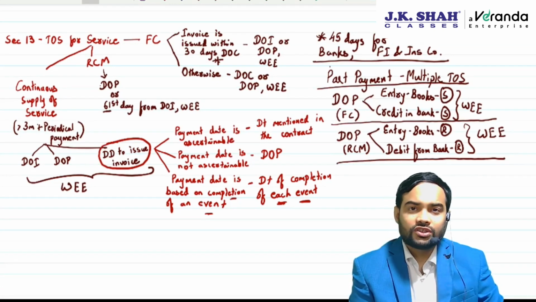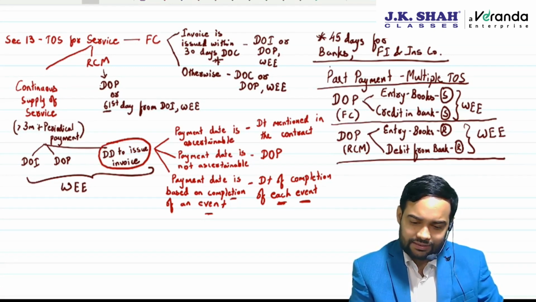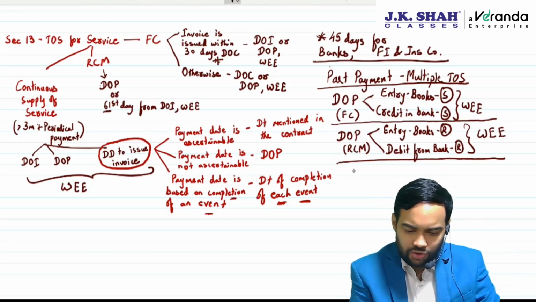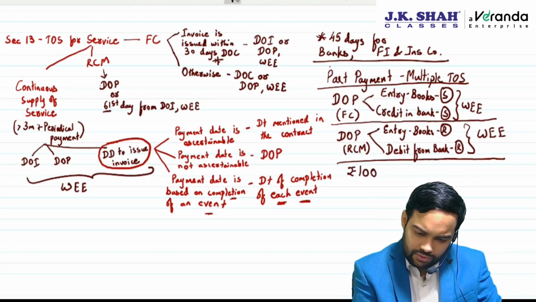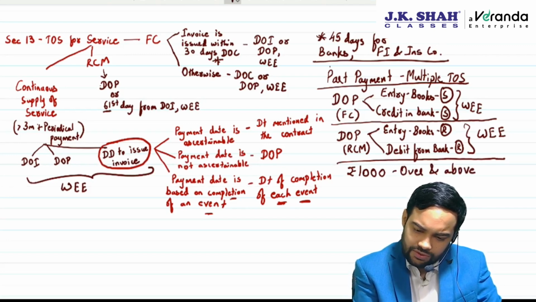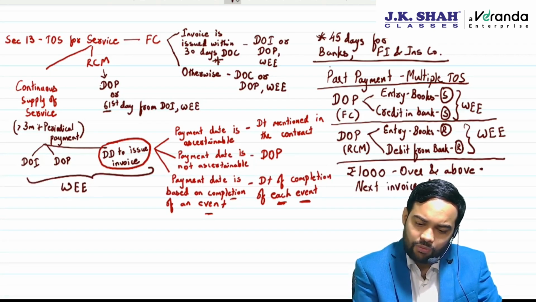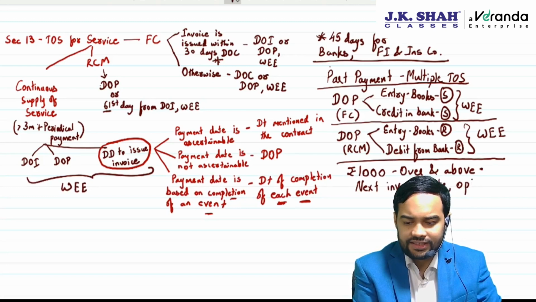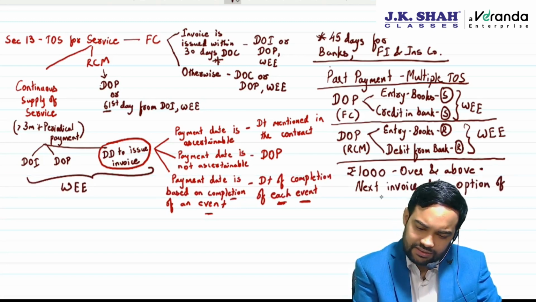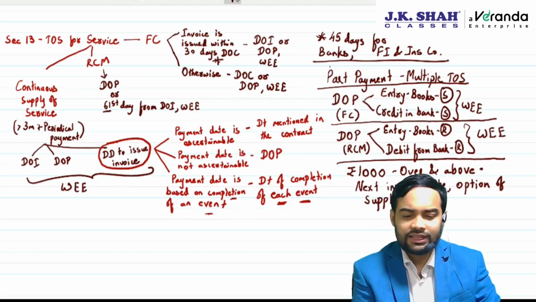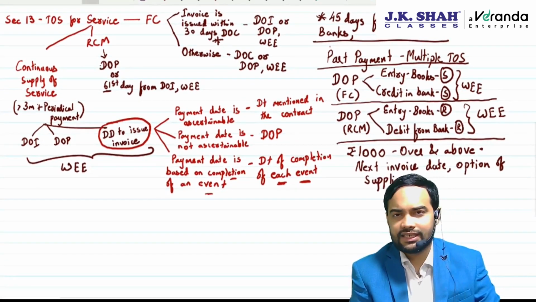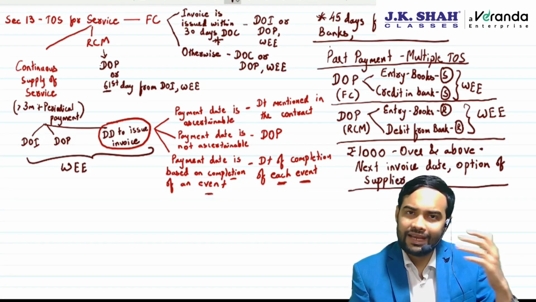Then the law also talks about up to 1000. Suppose there is an advance of up to rupees 1000 over and above the invoice. Then the time of supply for such advance will be the next invoice date, where it is adjusted, at the option of the supplier. That means he can pay when that advance is received, or he can pay based on the next invoice date when that advance will get adjusted against the full next invoice.